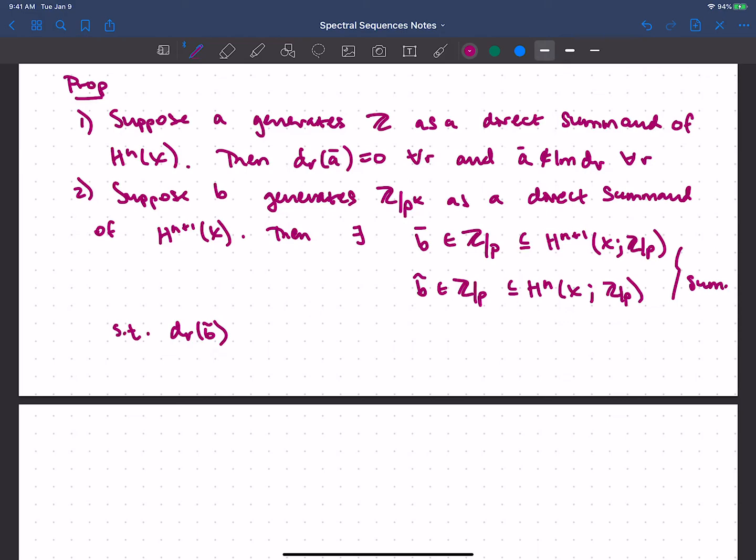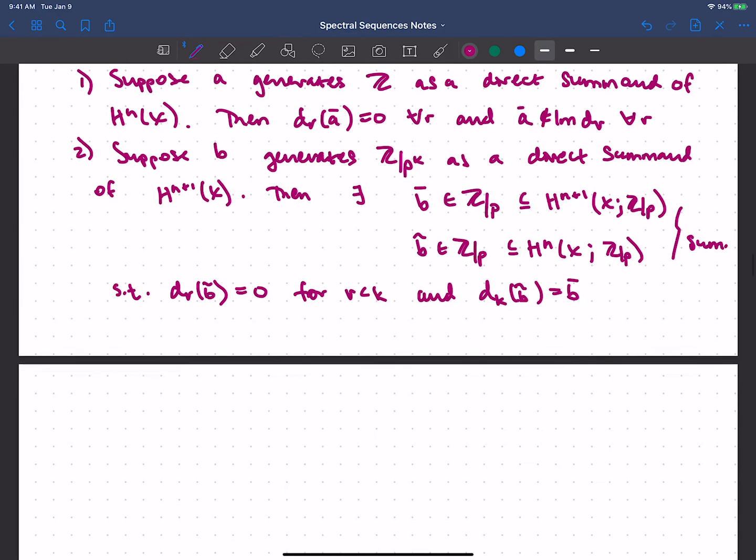In a sense, the idea is that d_r of b tilde is 0 for r less than k, and d_k of b tilde is b bar. Okay, so I want to say this in a couple different ways. First, what I mean, and then talk a little bit about the proof. Well, okay, maybe let me draw this picture first.